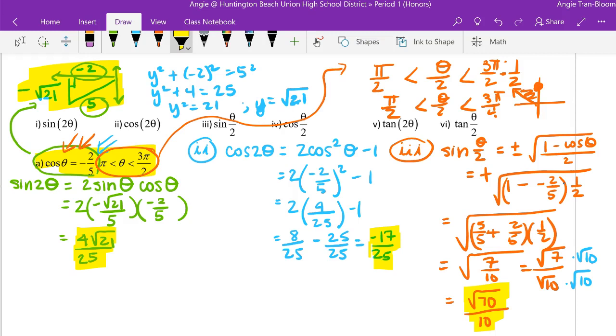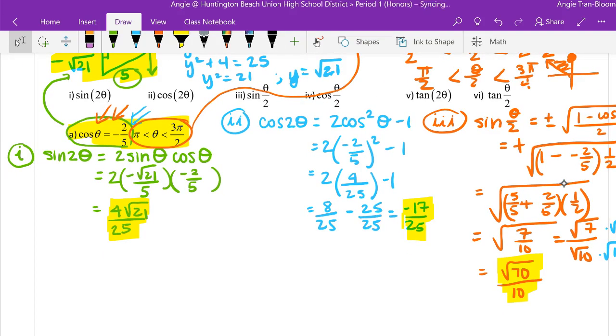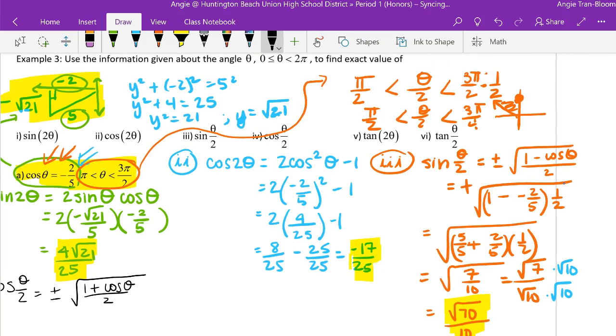Now we are going to do 4i's. I'm going to use a different color. 4i's is the half angle of cosine. Let's move it over here. Just to remind you, if you need to pause to finish copying, do so. Cosine of a half angle, theta over 2, equals, again, plus or minus big radical 1 plus cosine of theta divided by 2.